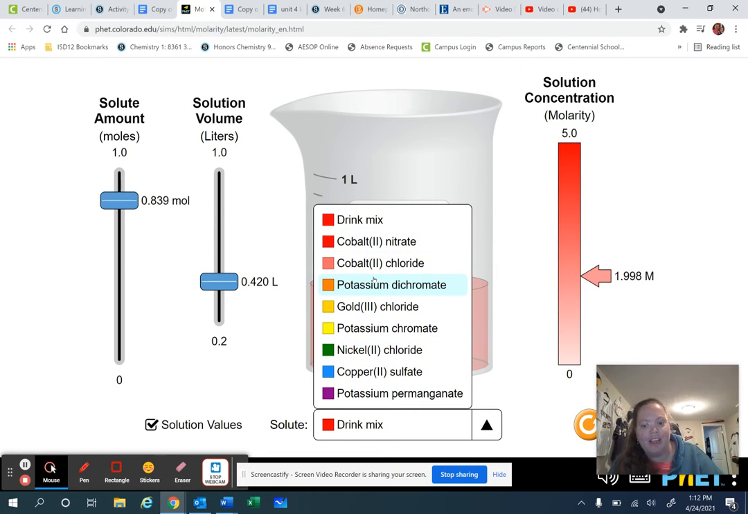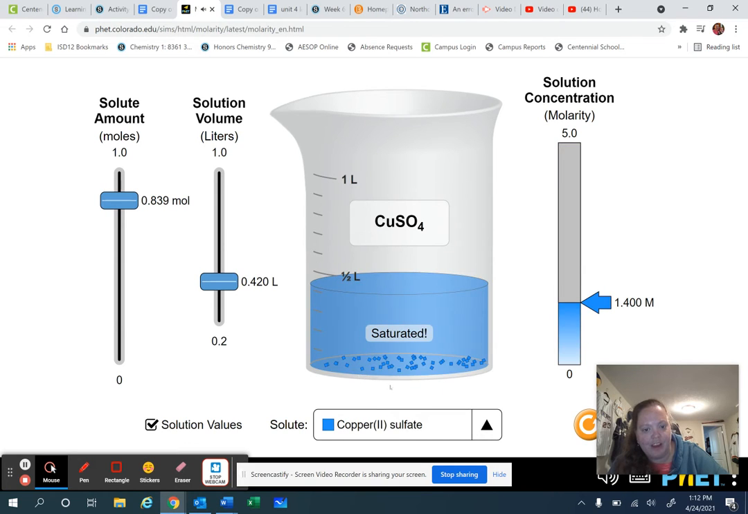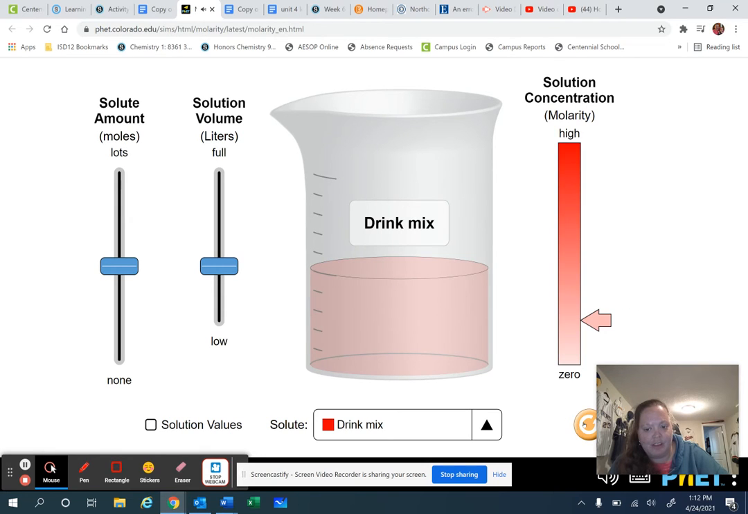What Kool-Aid do you put in? What compound do you put in there? There's the drink mix, there's the Kool-Aid, but you could also put in any one of these other compounds. Like here, it's saturated and you get stuff at the very bottom. And you can always reset it with the little button down there.